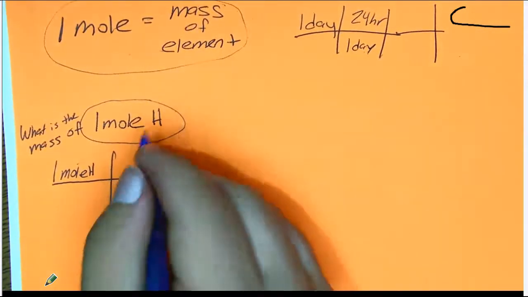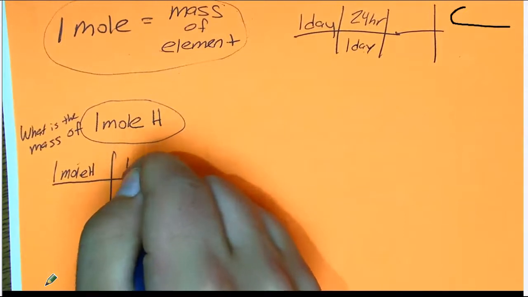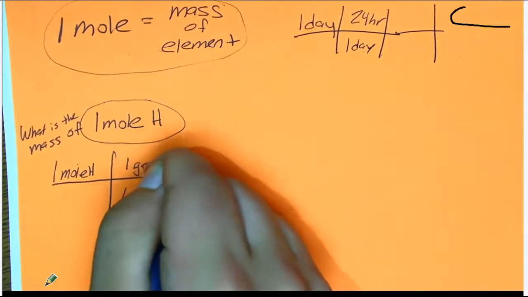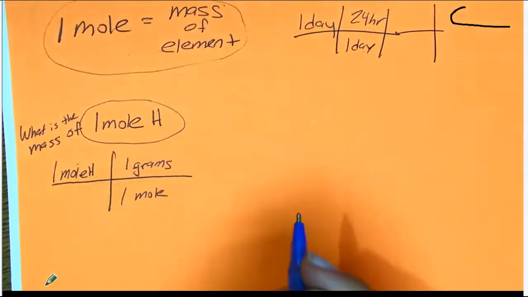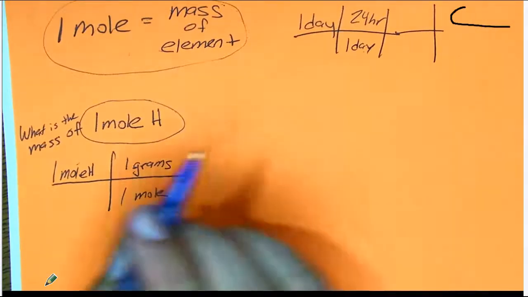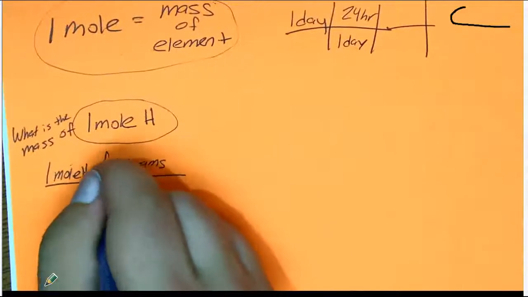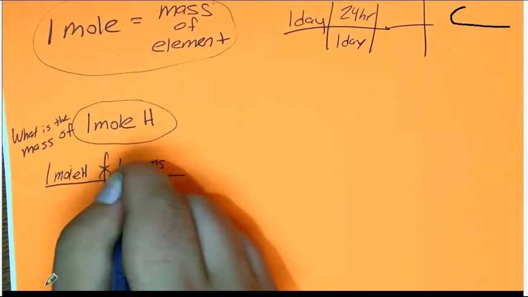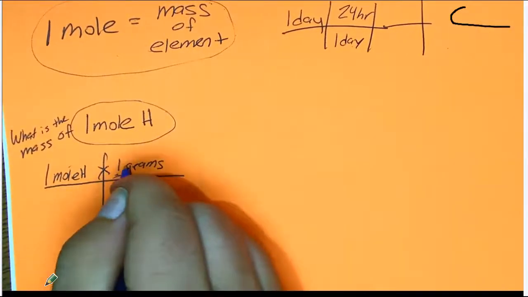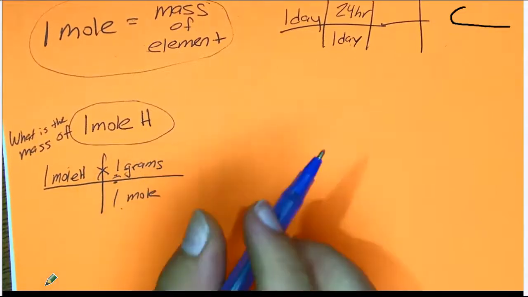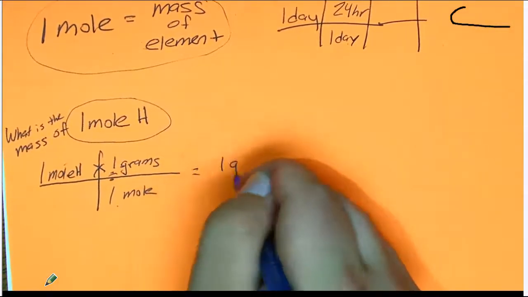What is the mass of hydrogen? If you look on a periodic table, it is 1 gram, and you can round. That's okay. When solving this, you multiply across and divide down. So 1 times 1 is 1, divided by 1. My answer is 1 gram.